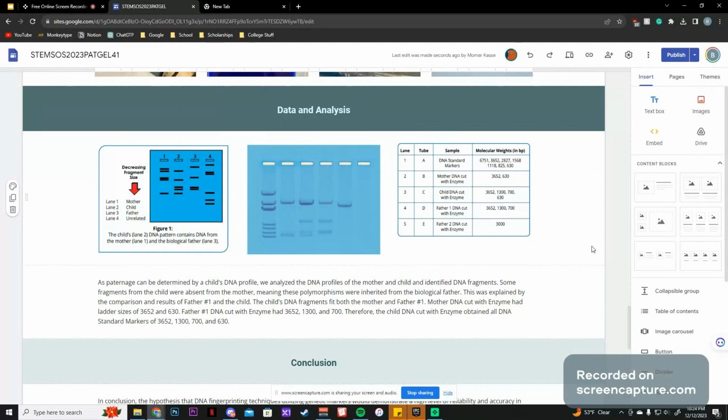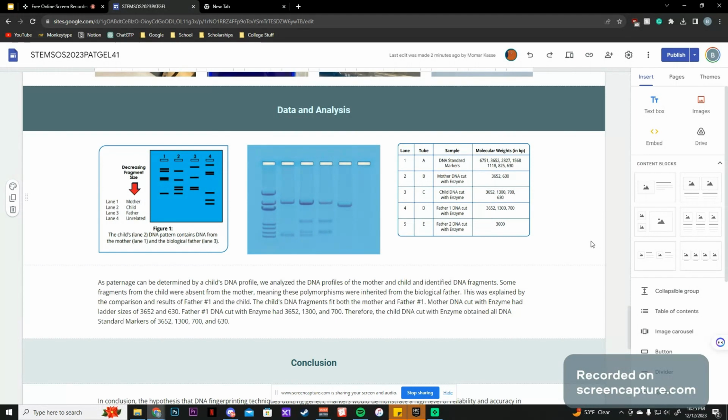Data and analysis. So here we have our graphs and our actual gel, which shows the lanes that we needed to use and the different molecular weights of all the samples that we used. So basically, as paternity can be determined by a child's DNA profile, we analyzed the DNA profiles of the mother and the child and identified DNA fragments. Some fragments for the child were absent from the mother, meaning these polymorphisms were inherited from the biological father. This was explained by comparison and results of father number one and the child. So the child's DNA fragments fit both the mother and father number one.